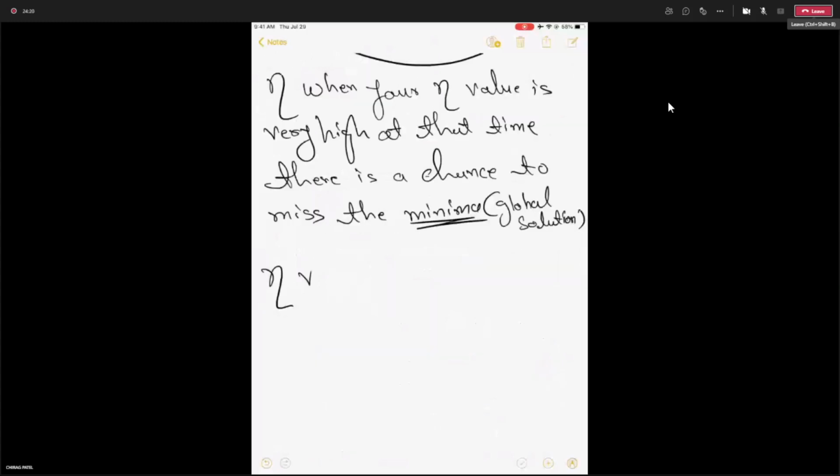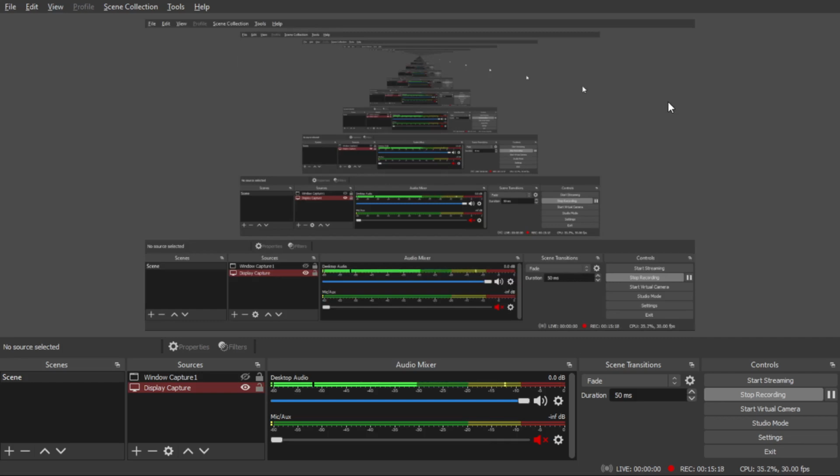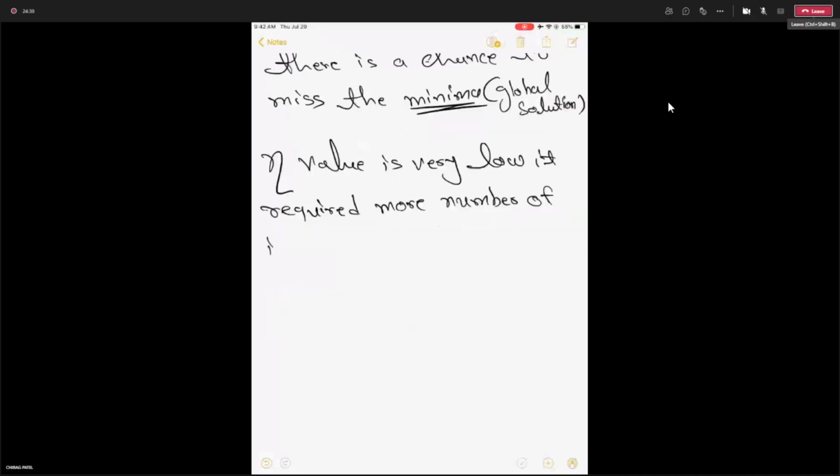If my eta value is very low, it requires more number of iterations to reach the minimum. बहुत बड़ा वैल्यू है तो क्या इम्पैक्ट होता है that you people had seen. बहुत छोटी वैल्यू है उसका भी एक इम्पैक्ट है. So please try to understand.